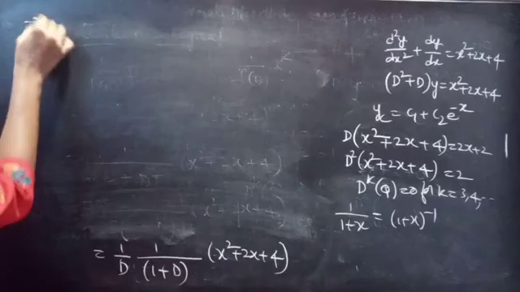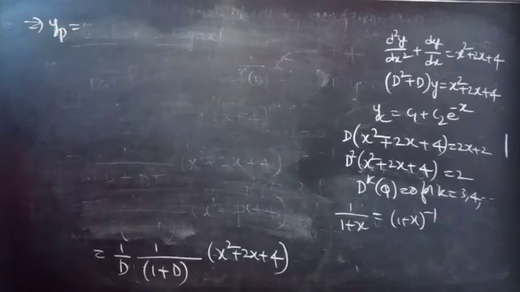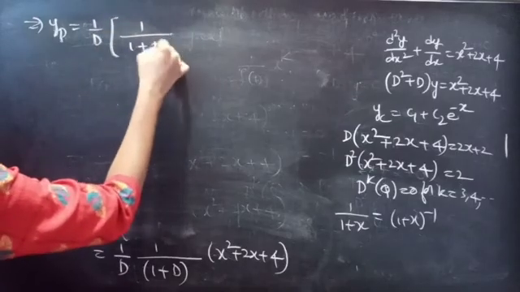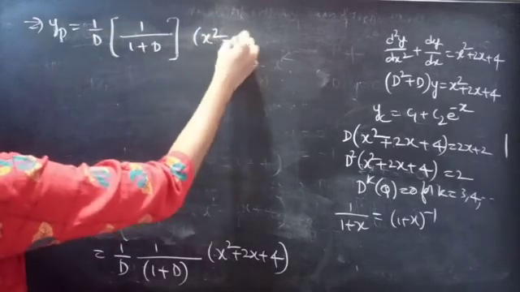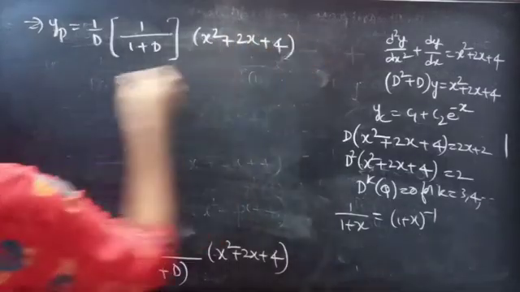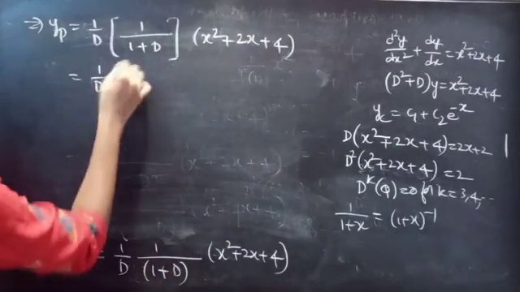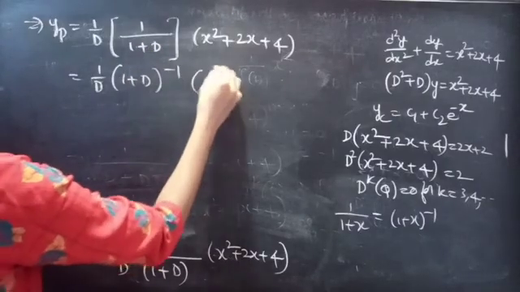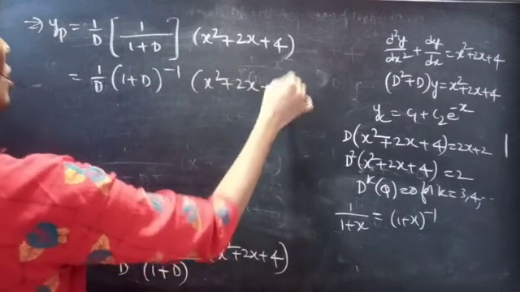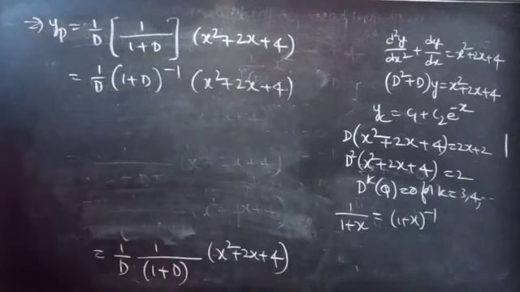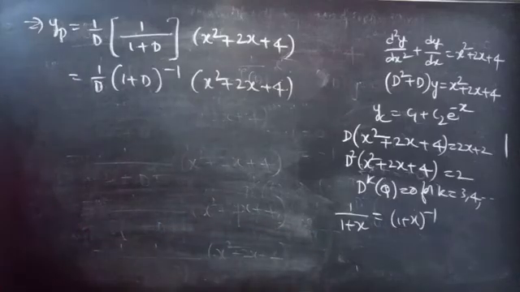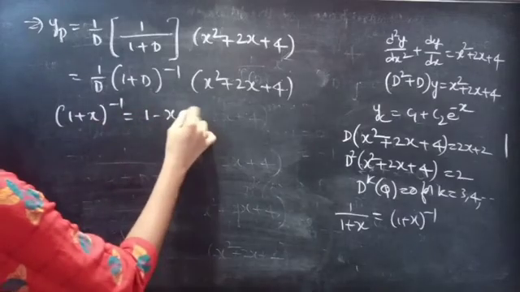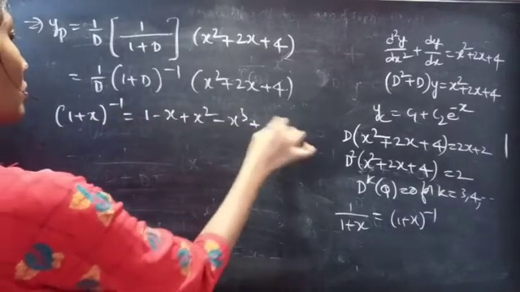Now our yp becomes yp equals 1 by d into 1 by 1 plus d into x square plus 2x plus 4, which is equal to 1 by d into, we can write 1 by 1 plus d as 1 plus d whole inverse into x square plus 2x plus 4. Now we can expand this using the binomial theorem. We know that 1 plus x whole inverse equals 1 minus x plus x square minus x cube plus so on, right?